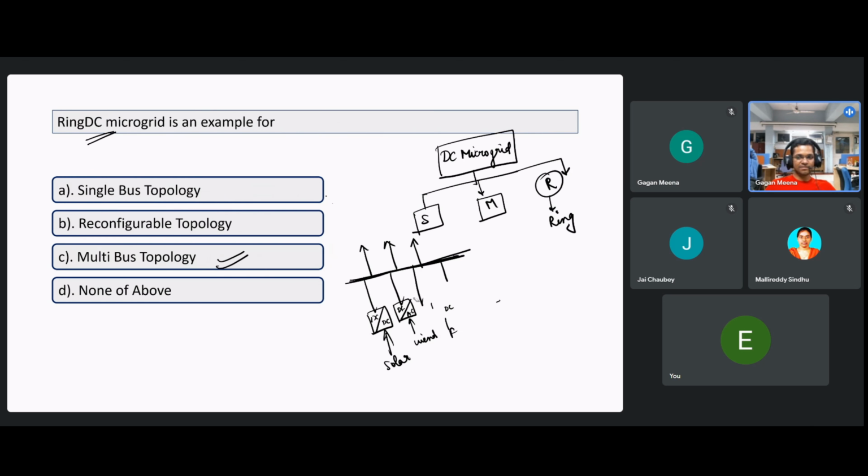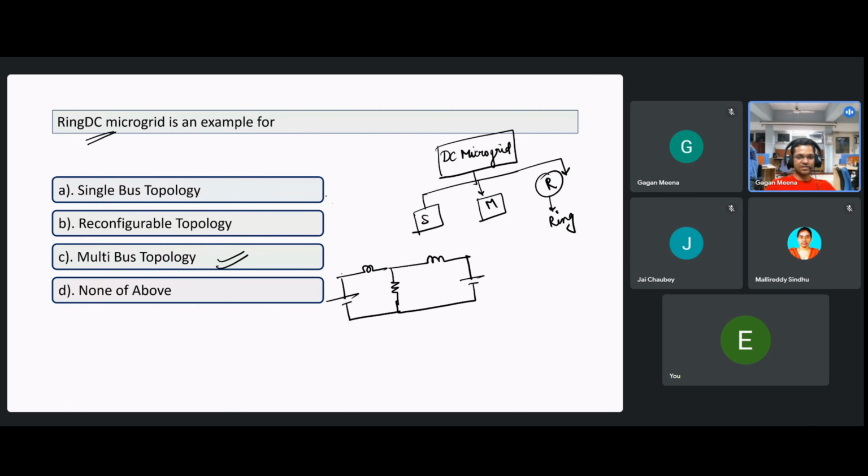But in a multi-bus, one load can be fed by more than one bus. So if we have a load here, we can have one bus and one source here, and even one more source here. So this is one bus, two buses are feeding this load. So this is a multi-bus.